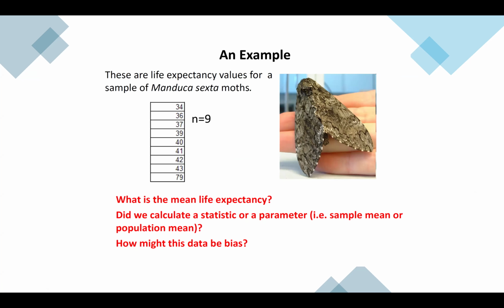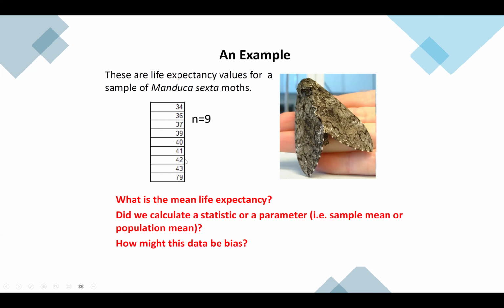Here's an example. These are these funky moths called Manduca sexta moths. I should have just put the common name in there. I hate Latin names. Anyway, I want you to figure out what is the mean life expectancy. So what's the math, right? You add all of them together and then you divide it by 9 because little n is for the sample. This is only a sample. This is not the whole population, okay?